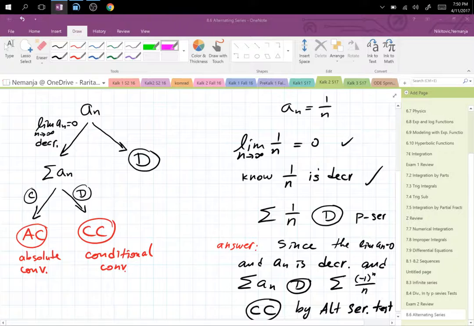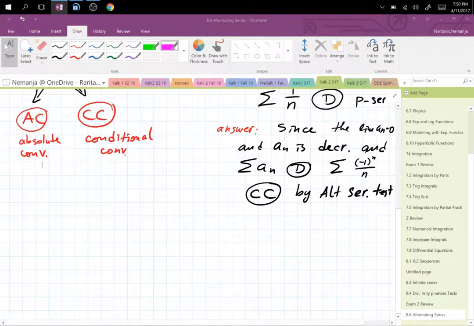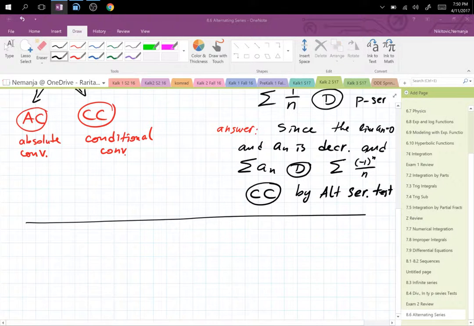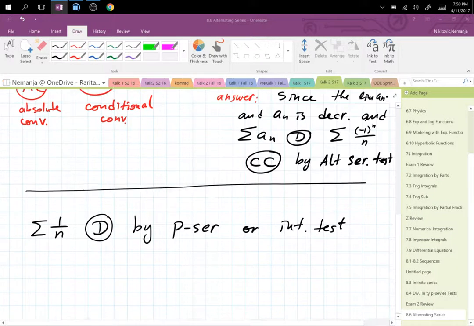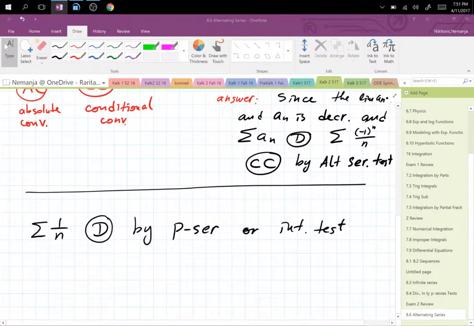Now, the reason why I do this problem first is because we know from before that the summation of 1 over n diverges by the p-series or integral test. And we call that the harmonic series. Let me just write it. Harmonic series. Now the alternating harmonic series, which is this, converges conditionally.